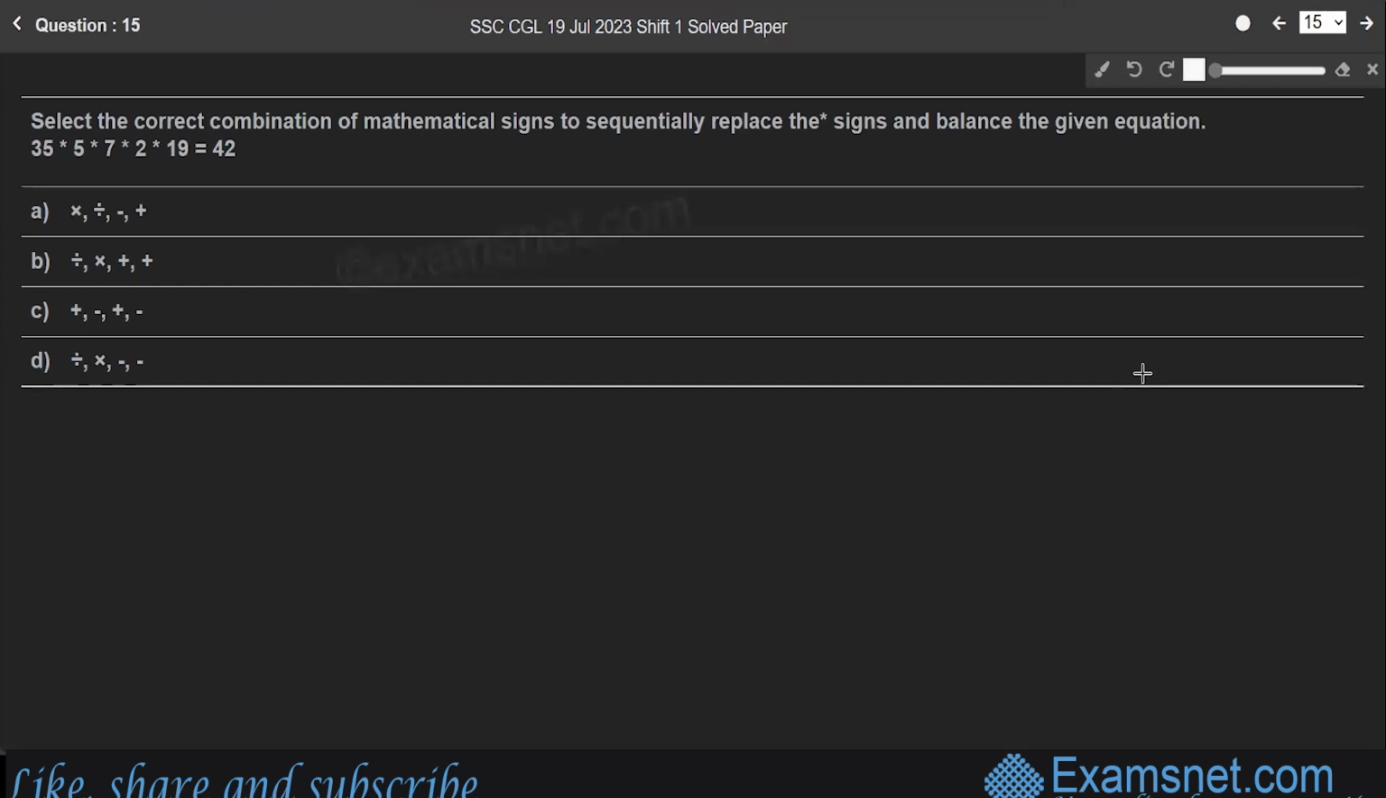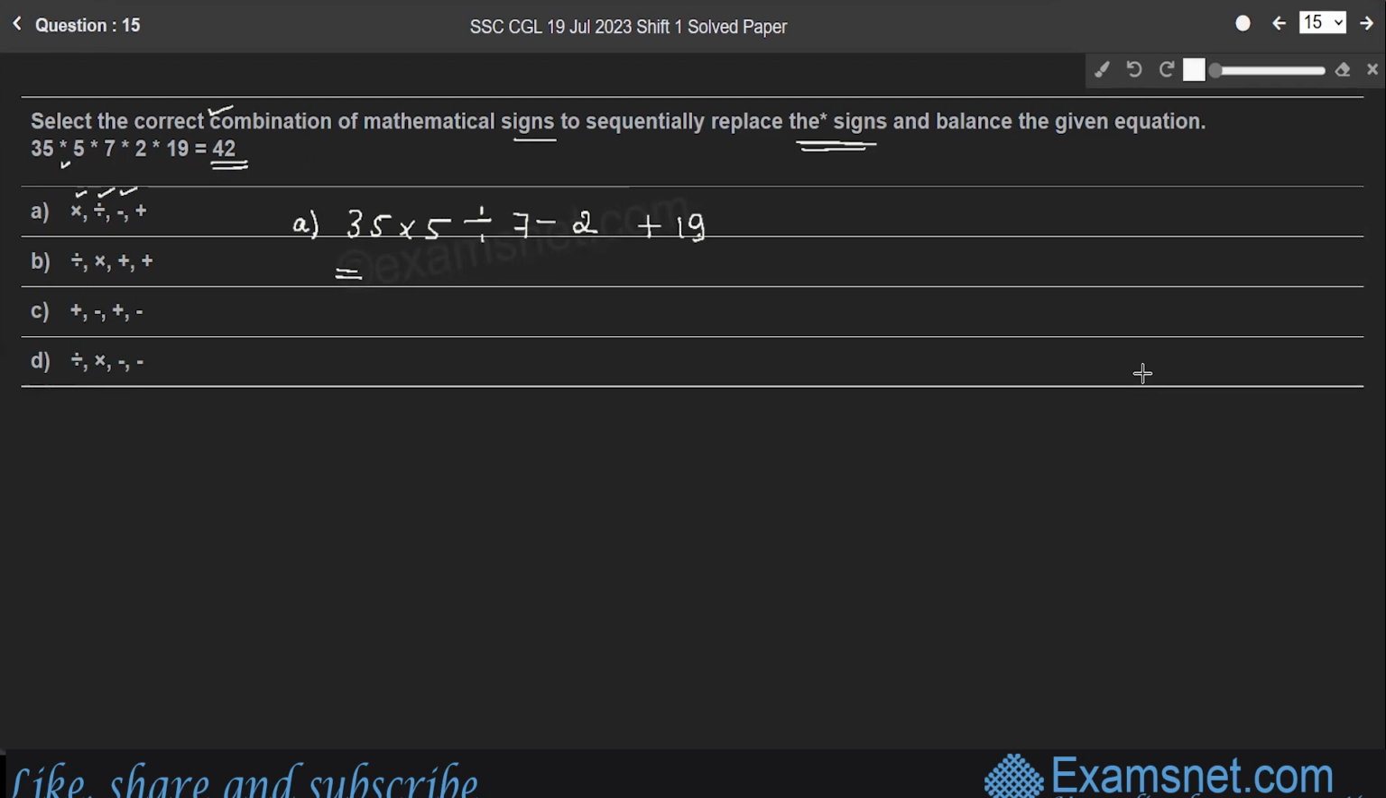Question 15. Select the correct combination of mathematical signs to sequentially replace the asterisk signs and balance the given equation. Let us try option A. In place of the first asterisk, if we place into, it becomes 35 into 5. Asterisk 7 means divided by 7, minus 2, so asterisk 2 means minus 2, plus 19. The left hand side should be equal to the right hand side, which is 14.